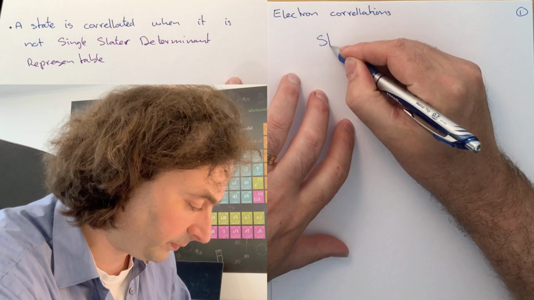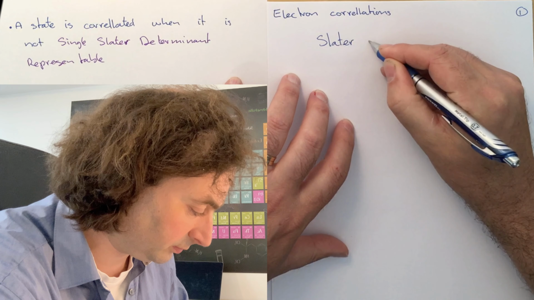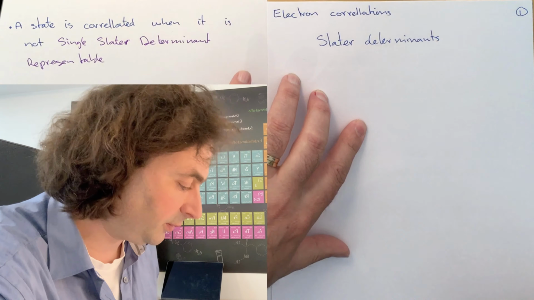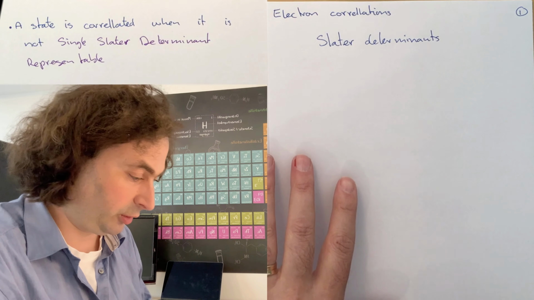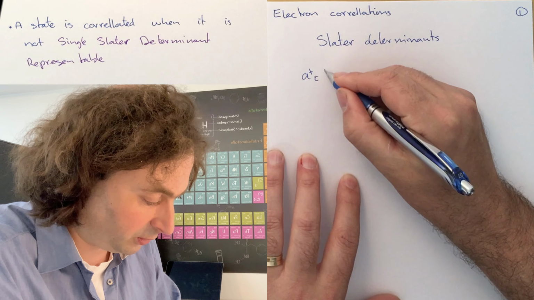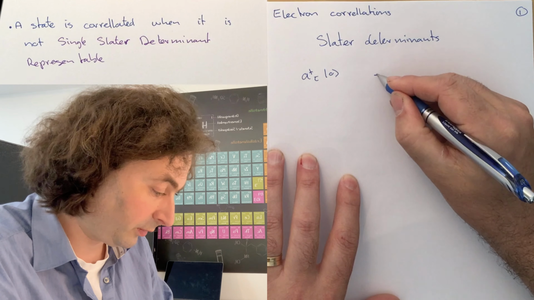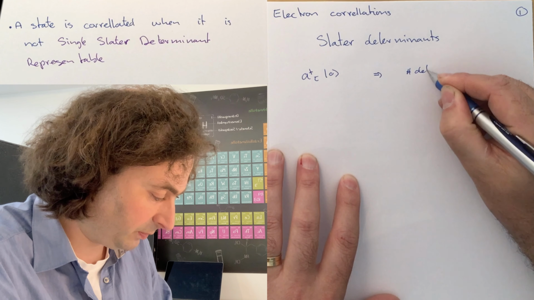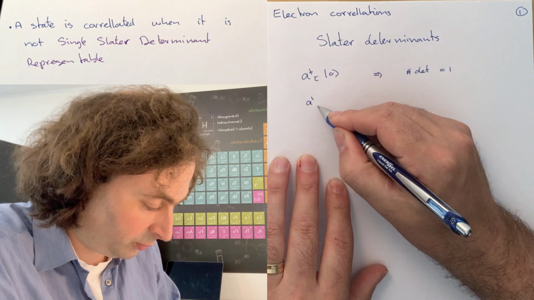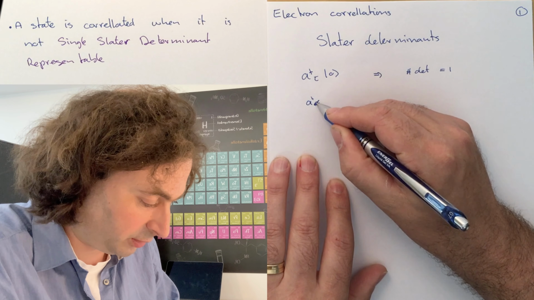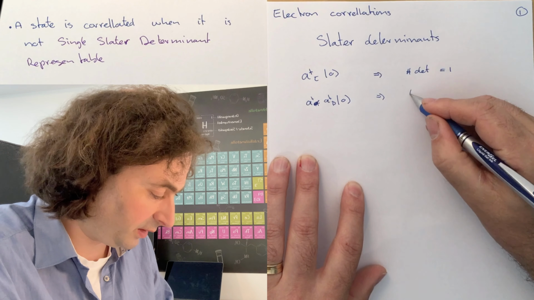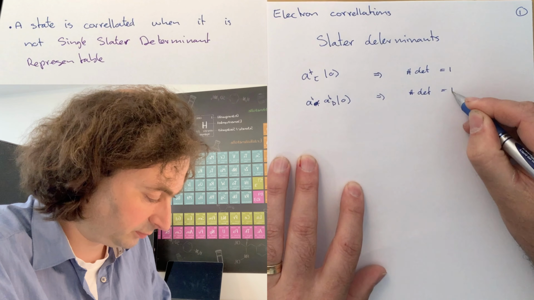So let's have a look at some examples. And for this we need to count the number of Slater determinants that we have in our system. So if we create a single electron out of the vacuum, then the number of determinants that we have is equal to 1. Now if we create two electrons, one in quantum numbers alpha, one in the state with quantum numbers beta, then this is still a single determinant.